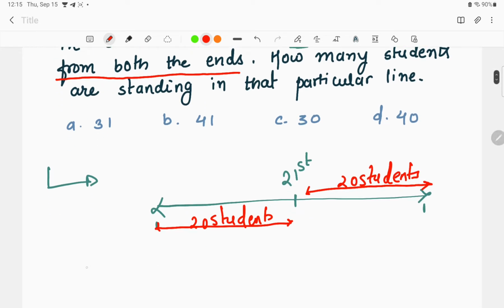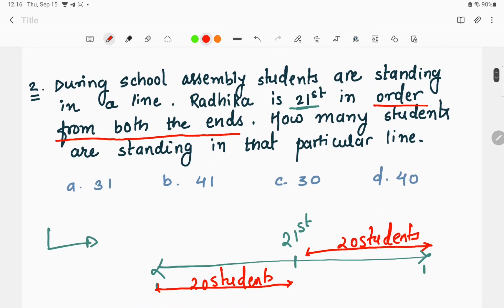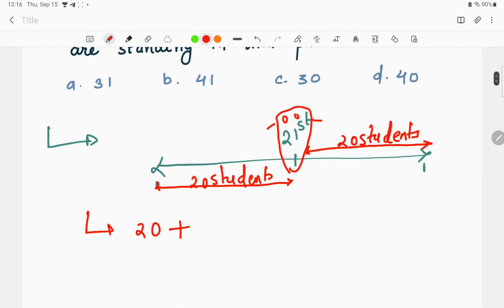Here we can clearly see that 20 students are to the left of Radhika. This is Radhika, for example. On her left side there are 20 students, and on her right-hand side there are again 20 students. So if we include Radhika in it, we'll find the total number of students is 41. So answer B, that is 41, is the right answer to the question.